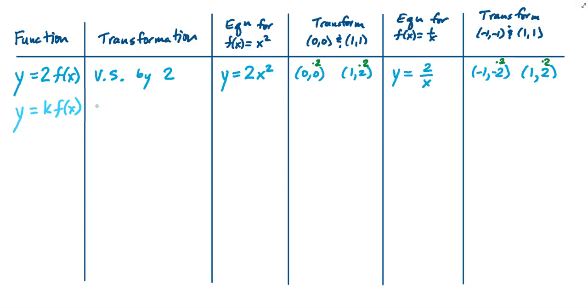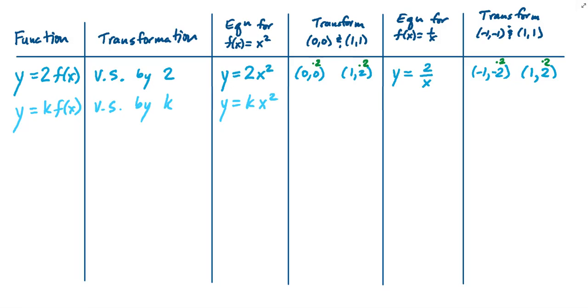What's this? Well, this is a vertical stretch by a factor of k, whatever k happens to be. What would that look like if f of x was x squared? Well, replace this f of x with x squared. We have y equals k x squared.